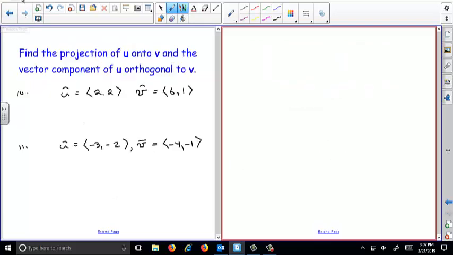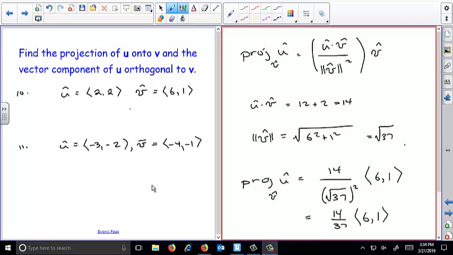Okay, and the final one is the most difficult situation. What we were looking for is the projection of u in the direction of v. The last two problems we're finding the projection of vector u in the direction of vector v. And this is the equation that we use. So we have u dot v over the magnitude of v squared. These are all scalars, and we'll multiply that by vector v.